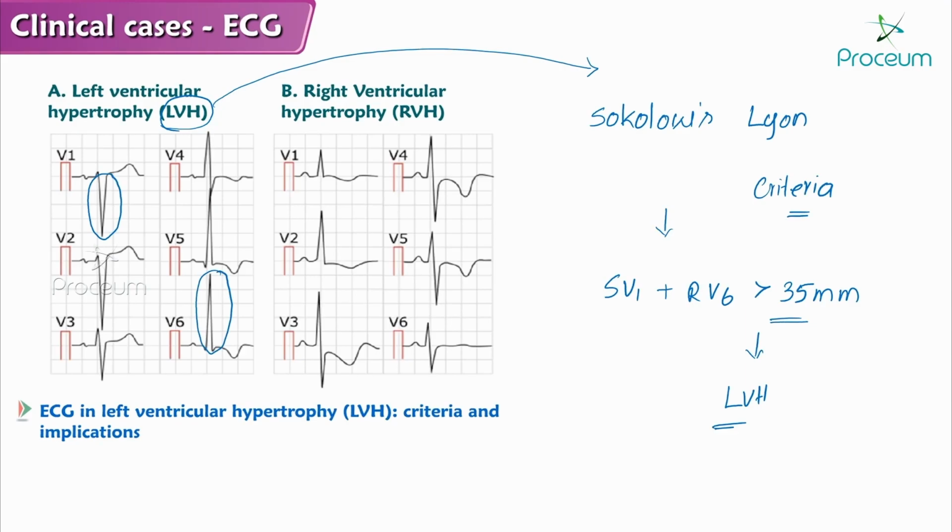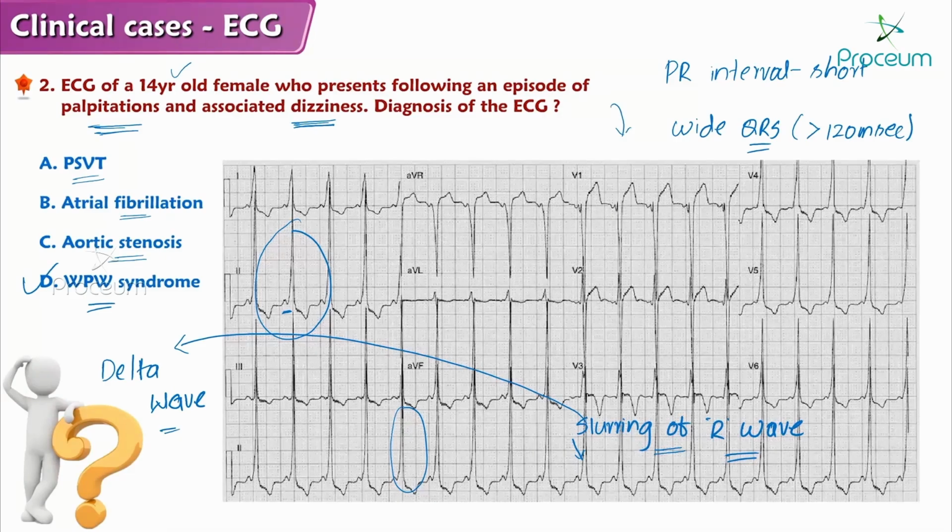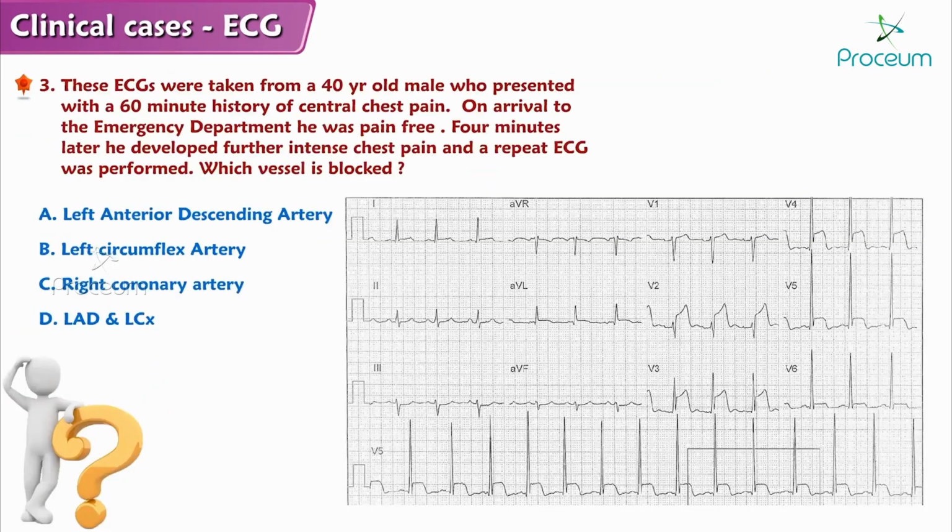So this was the clinical question related to WPW syndrome, that is Wolff-Parkinson-White syndrome, which is a pre-excitation syndrome. Now you take one more clinical question. These ECGs were taken from a 40-year-old male who presented with a 60-minute history of central chest pain. On arrival to the emergency department, he was pain-free. 4 minutes later, he developed further intense chest pain and a repeat ECG was performed.